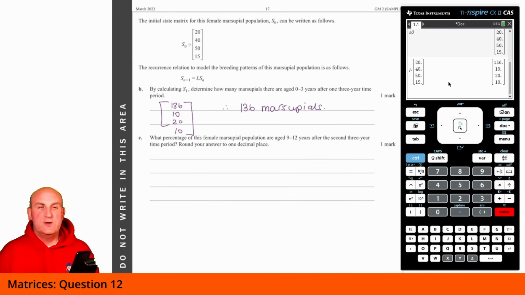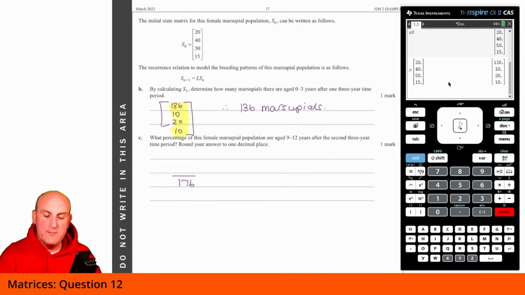Right, now this is the part of the question I do not think was particularly well written. What percentage of this female marsupial population are aged 9 to 12 years after the second 3-year time period? Now, when it said this, as far as I was concerned, it's this one here. So how many do I have? Basically, I've got 136, 46, 56, 66, 176. So I have 176 marsupials at the moment.